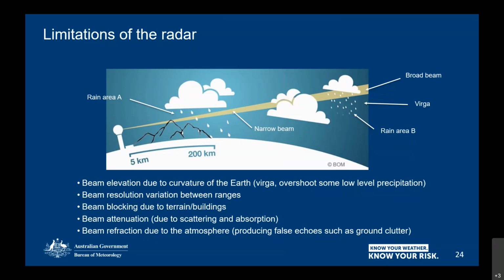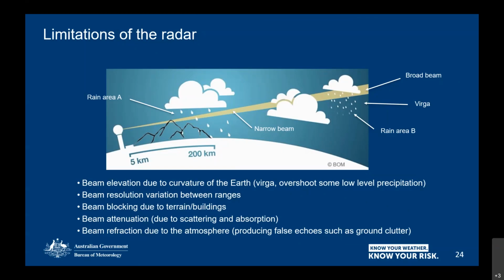Now, the beam, as we've already mentioned, can be blocked due to terrain, such as mountains or buildings. Now, as Andrew mentioned, we do actually try and remove these targets from the imagery, but sometimes these targets do get through into our imagery. But also we need to be aware, like we mentioned earlier, that you may not see the rainfall in the lee of a range that has been blocked.